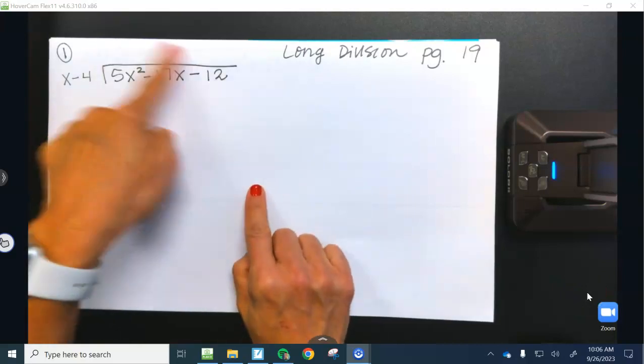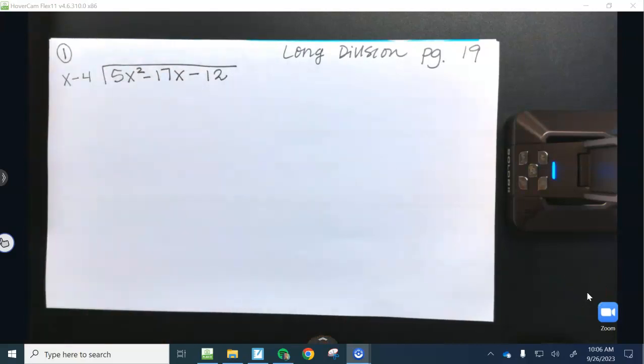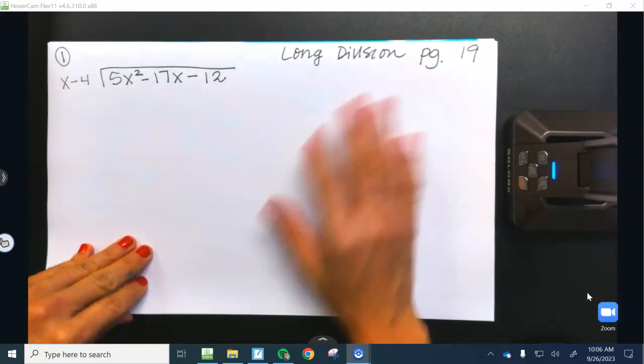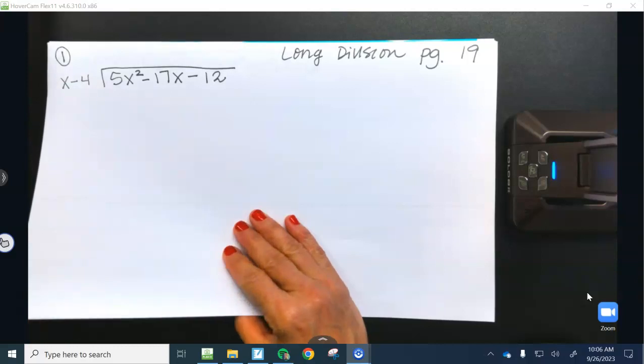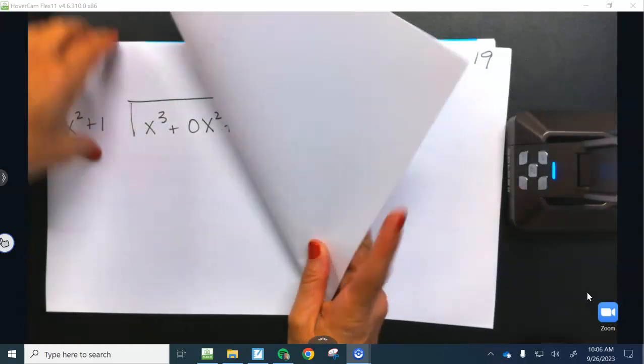Division. We're going to put numbers up here. We're going to multiply them together. We're going to subtract, bring down the next number, do it all over again. That's long division. We're going to learn it, and then we're going to keep it in our toolbox, but we're not going to use it as much as synthetic division.